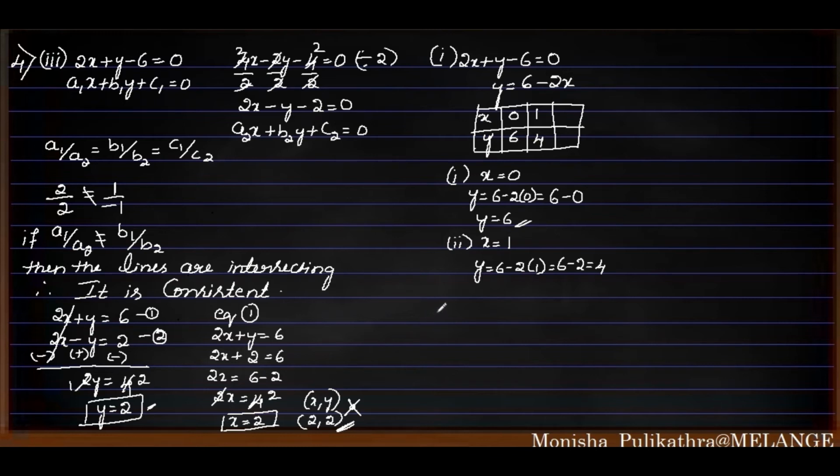Next, the third point I will be taking is this intersecting point itself, that is x equal to 2. So when I take x equal to 2, y is equal to 6 minus 2 into 2, that is 6 minus 4, which is 2. So when x is 2, y is also 2.